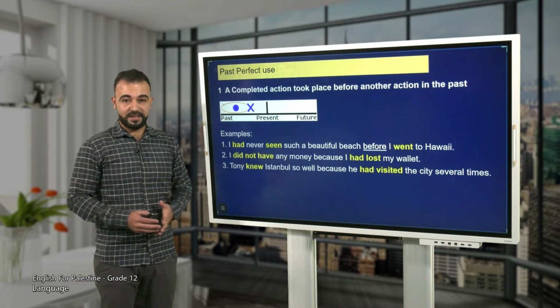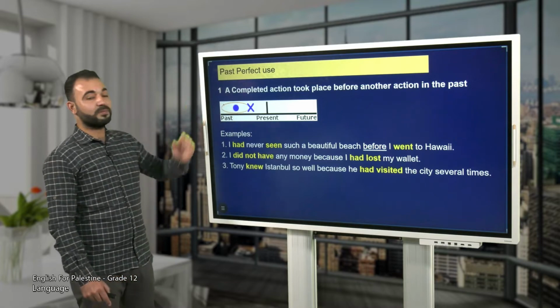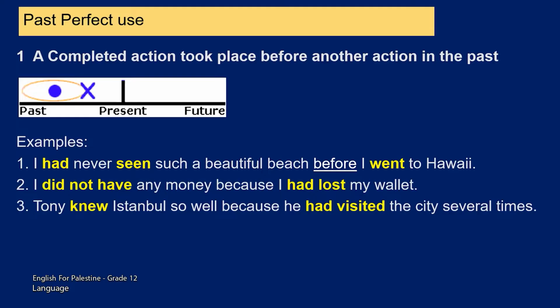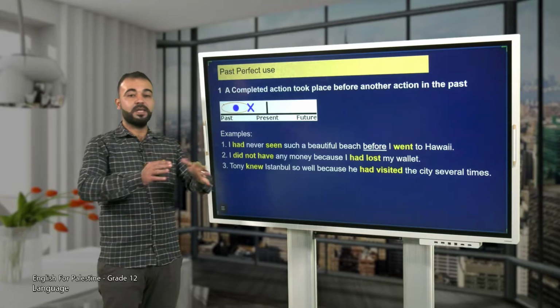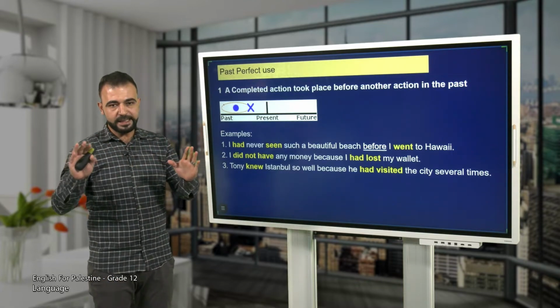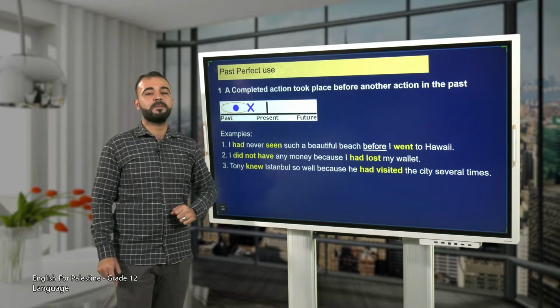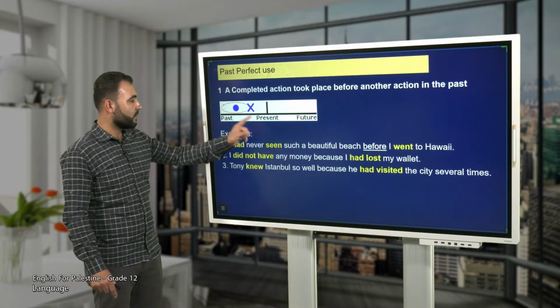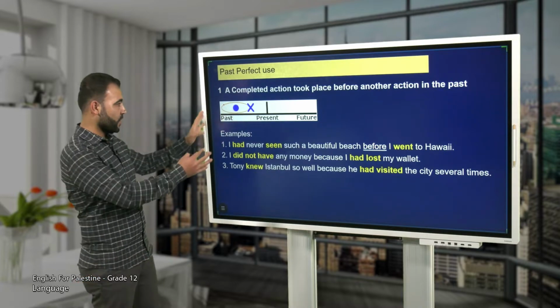Now, the third tense in the past is the past perfect. The use of this tense is to talk about a completed action that took place before another action in the past. So we have action 1, for example, and action 2, an action that started and ended before another action started and also ended in the past. Let's see the example. Here we have a diagram or this shape.